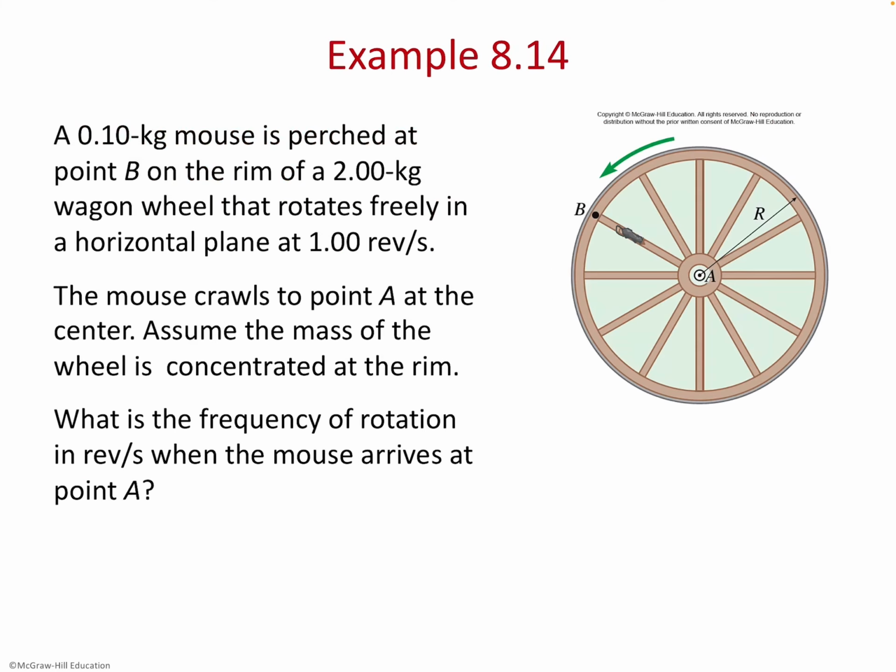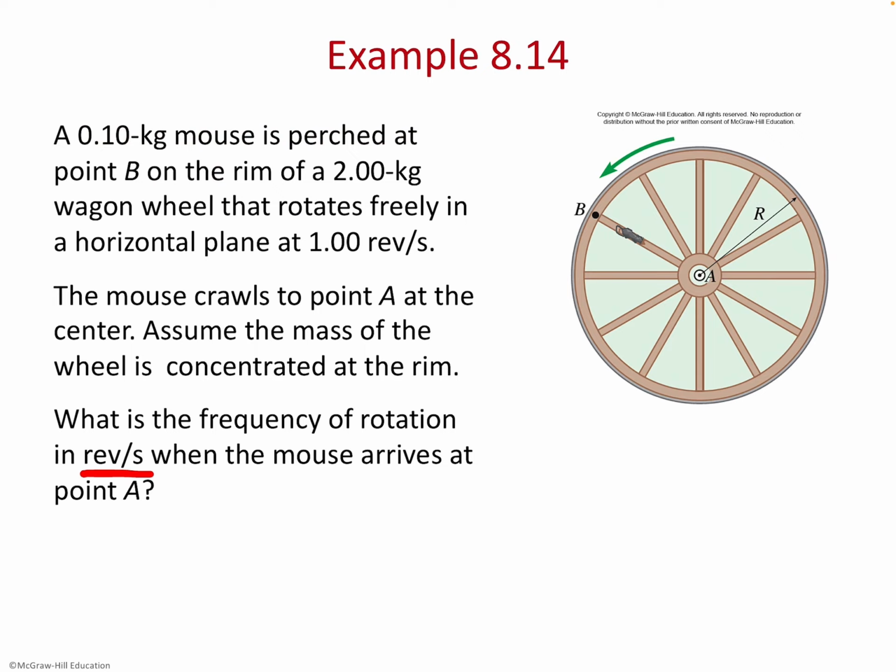So we have an example, thank goodness, right? That kind of helps. So you have this mouse perched at point B on the rim of a 2-kilogram wagon wheel that rotates freely in a horizontal plane at 1 revolution per second. It crawls on over to point A at the center, and you're going to assume that the mass of the wheel is concentrated at the rim. What is the frequency of rotation in revolutions per second when the mouse arrives at point A?